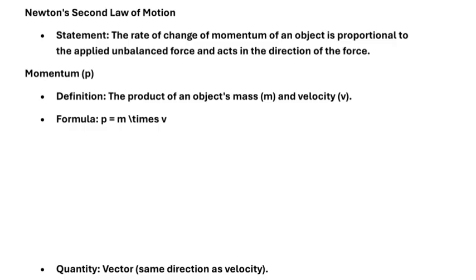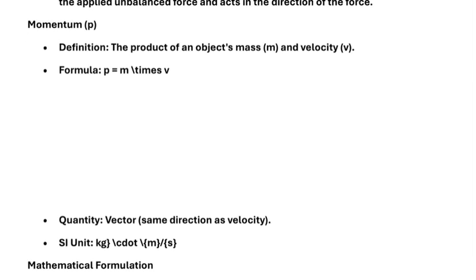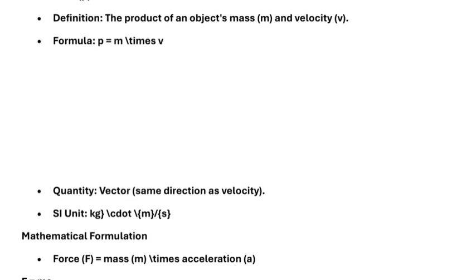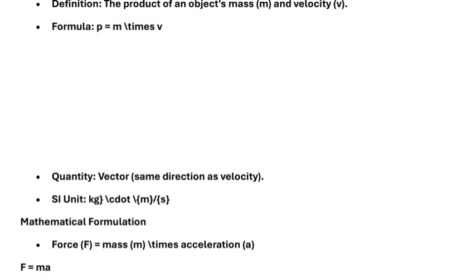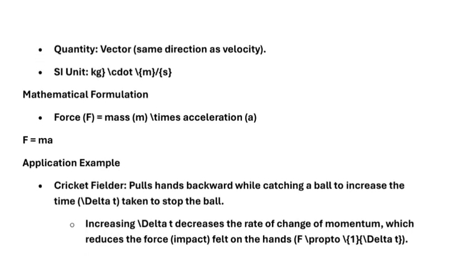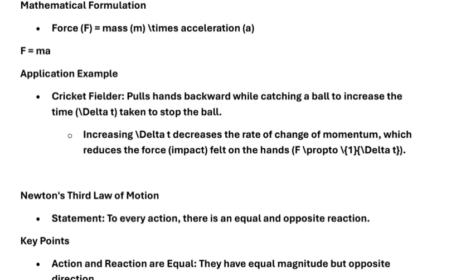proportional to the applied unbalanced force and acts in the direction of the force. Momentum, p. Definition: the product of an object's mass, m, and velocity, v. Formula: p equals m times v. Quantity: vector, same direction as velocity. SI unit: kg·m/s. Mathematical formulation: force, F, equals mass, m, times acceleration, a, F equals ma.